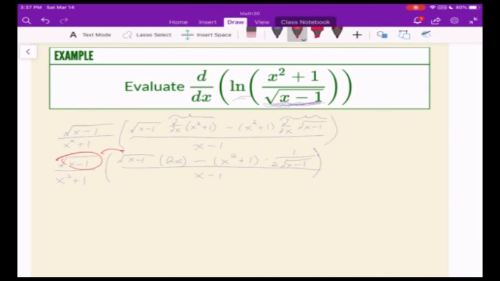Now, how do we deal with this? Maybe the easiest way is to distribute this square root in, and notice what happens here is you get a square root times a square root, so that's going to go away, and then when you bring it over to this term, it's going to cancel with the denominator here. So let me write it this way: 1 over x squared plus 1 all over 2x minus, and then we'll have 1 half x squared plus 1 all over x minus 1.